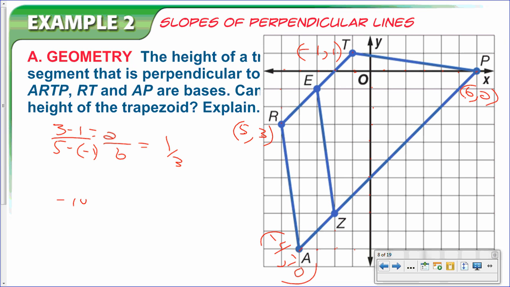Alright, so -10 minus 0, and then -4 over what? 6. Which is still the same, because these are the same one. Okay. Very good. So on the same line, so they're not parallel.